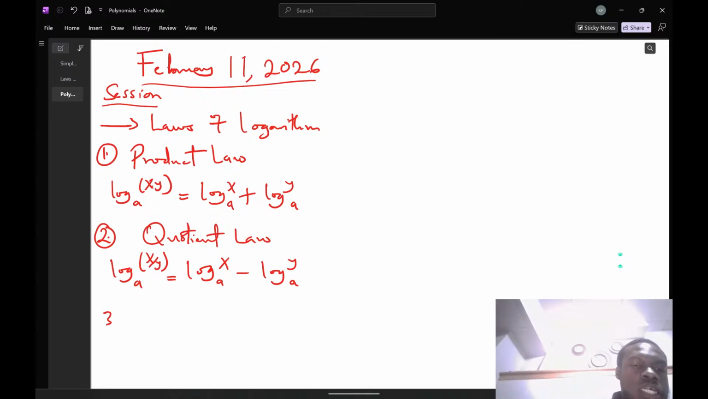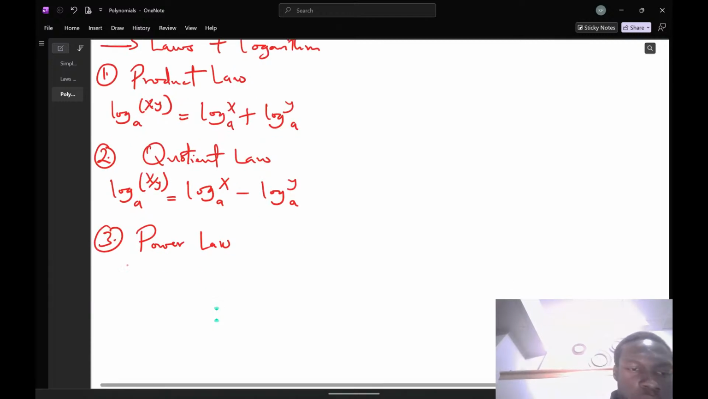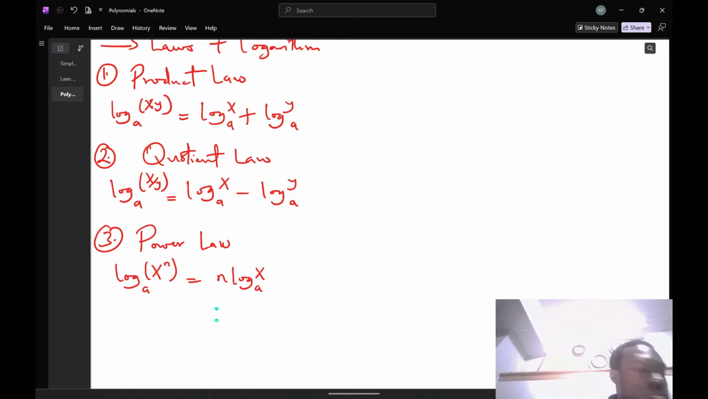The third law I talked about was the power law. The power law states that if we have log x raised to power n base a, we can bring this n to the other side. So that will be n log x base a. So that's it for the power law.